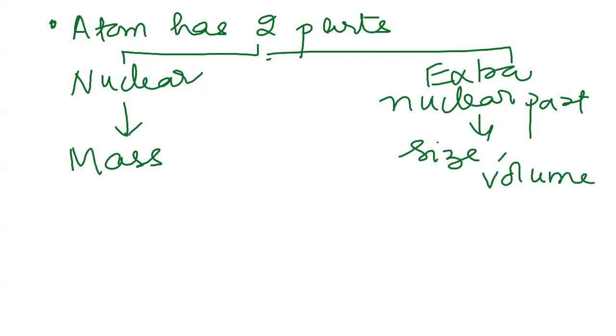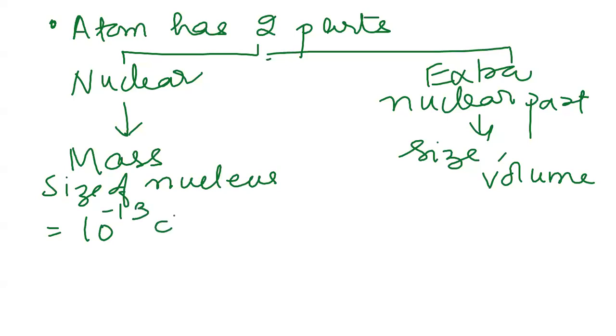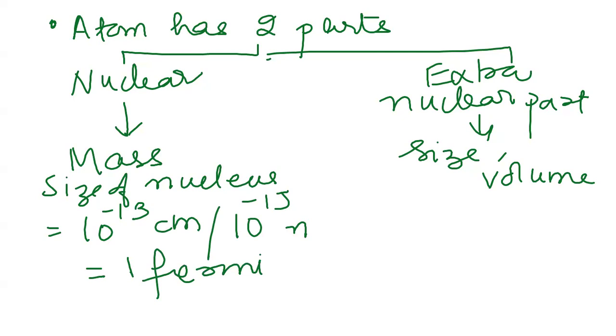Now, what is the size of the nucleus? Size of the nucleus is 10 raised to minus 13 centimeter, or you can say 10 raised to minus 15 meter. That is equal to 1 Fermi. So you can say 1 Fermi is equal to 10 raised to minus 15 meter.